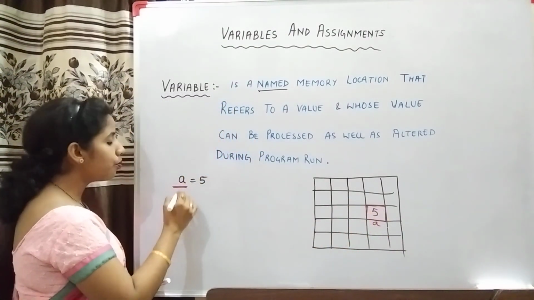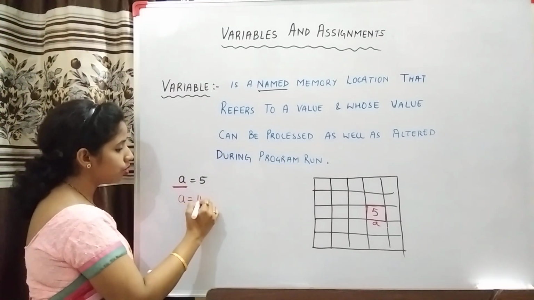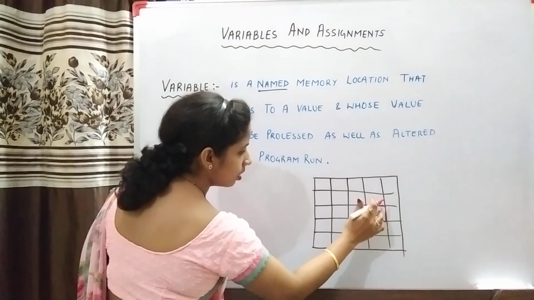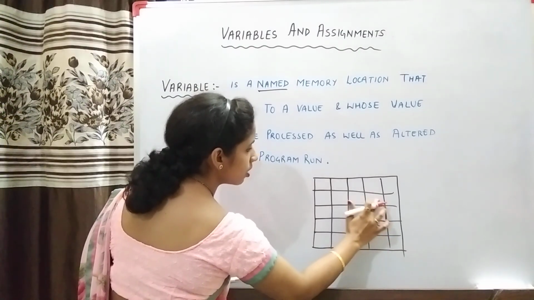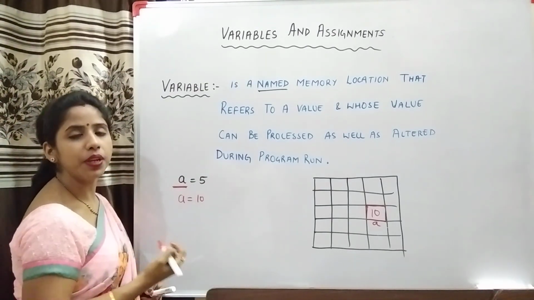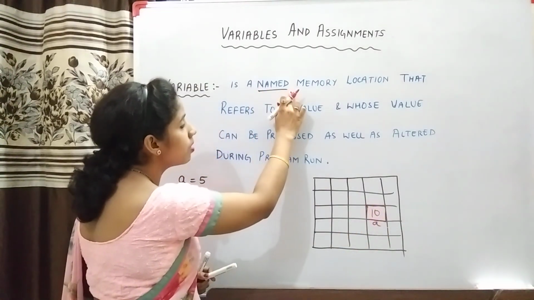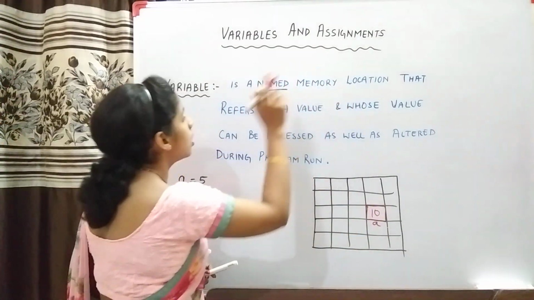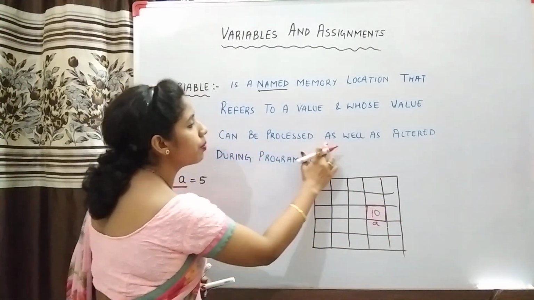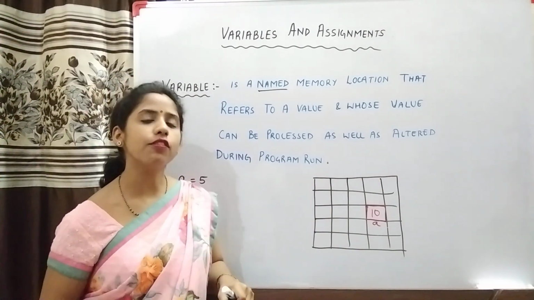Now if you change the value of a, suppose you write a is equal to 10, then what will happen? 5 will be simply replaced by 10, so I should write it here only. And now if you print the value of a, it will be 10. So you can see it is a memory location which is given a name. That is why it is called a named memory location that refers to a value. See, it is referring to a value. And this value can be processed and altered throughout the program. So a variable is something whose value keeps on changing from time to time.